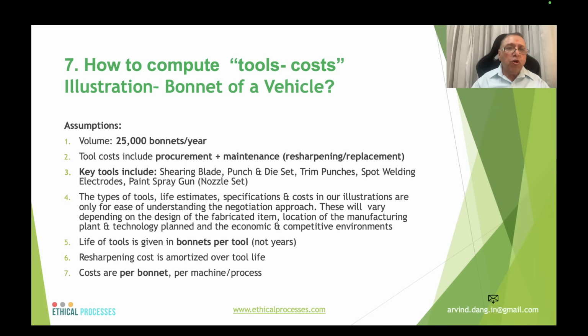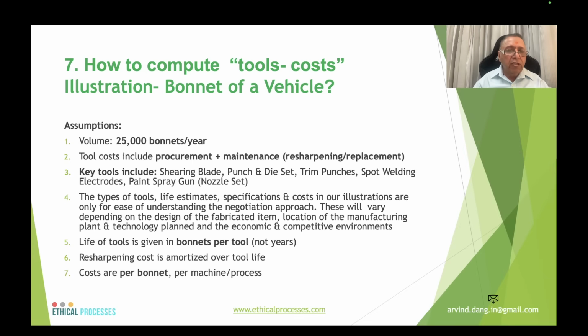How to compute tools cost? Again, the volume considered is 25,000, and the key tools included in our illustration are shearing blade, punch and die set, trim punches, spot welding electrodes, paint spray gun, etc. The type of tool specification, life estimates, etc. are just indicative for your understanding, and this will certainly vary.